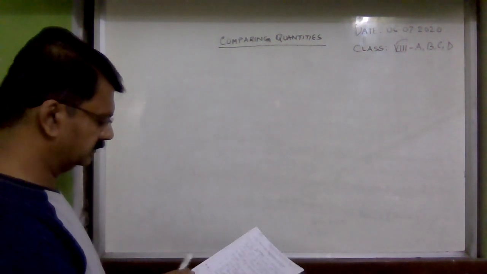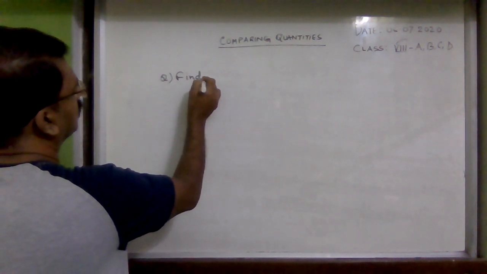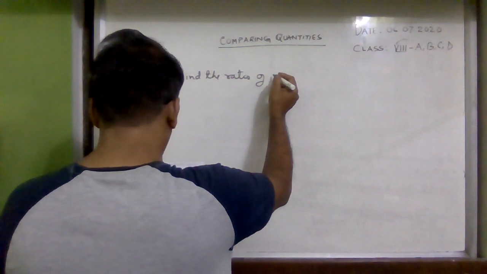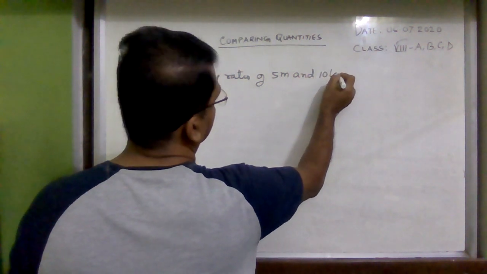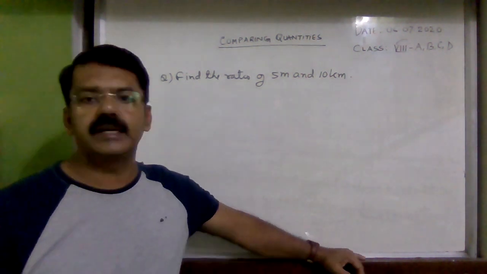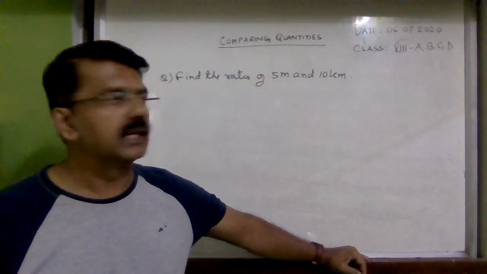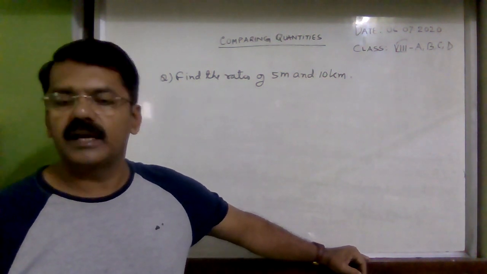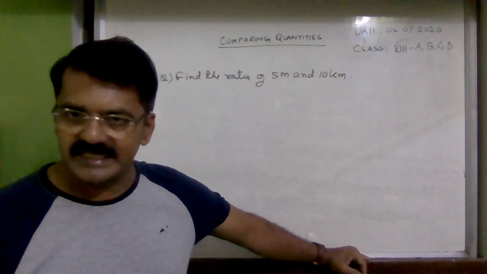Now the next question. Find the ratio of 5 meter and 10 kilometer. Now we have to find the ratio between 5 meter and 10 kilometer. Now if you write 5 by 10, that is 1 by 2, that is 1:2, then your answer will be wrong, because I told you that you have to make sure that the unit of both the quantities of which you are going to find the ratio must be same.